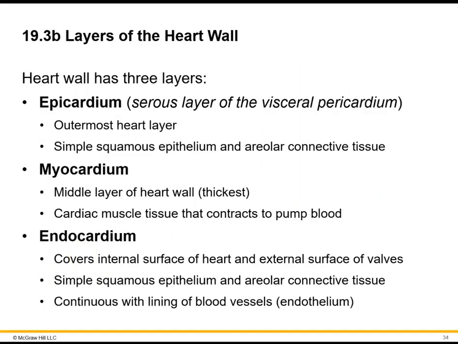Okay, the heart wall has 3 layers. From outermost to innermost, it's going to be the epicardium, the myocardium, and the endocardium. The epicardium we've already talked about. Remember, this is the serous layer of the visceral pericardium. It's the outermost heart layer, and it's composed of simple squamous epithelium and areolar connective tissue.